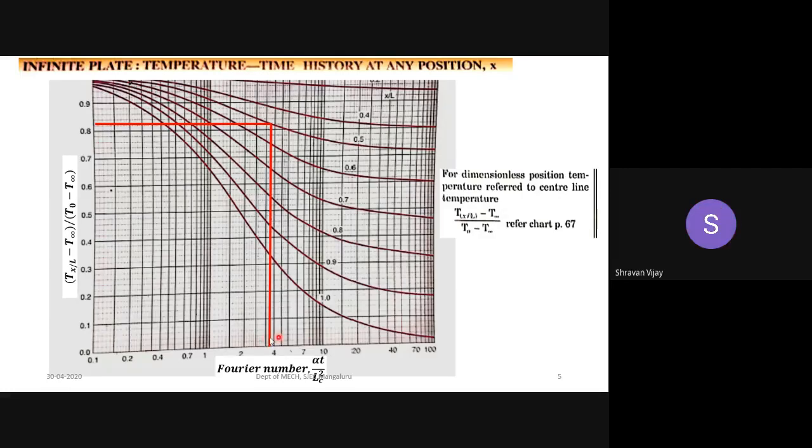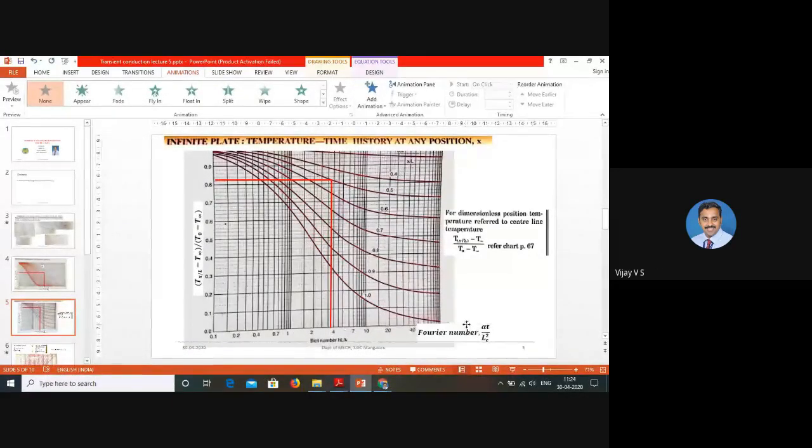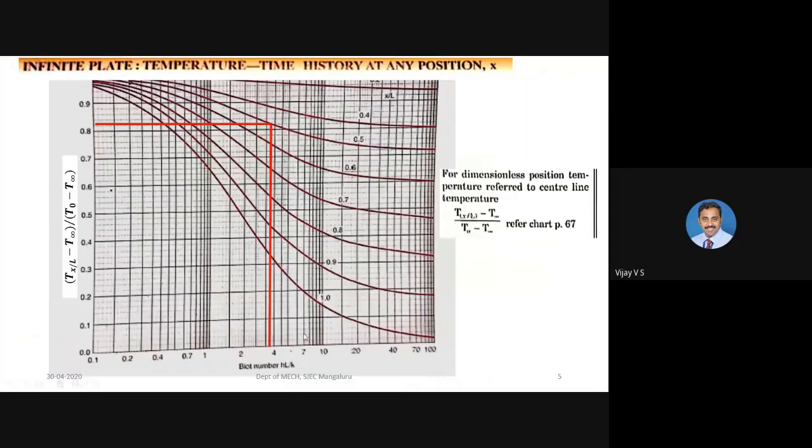Excuse me, sir. In my data book, Biot number is given in the x-axis. Even in mine, sir, it's given as Biot number, hL by k, on the x-axis. In the temperature time history at any position x, the x-axis is Biot number, sir. Just check. Yes, it is Biot number. Yes, correct, sir.